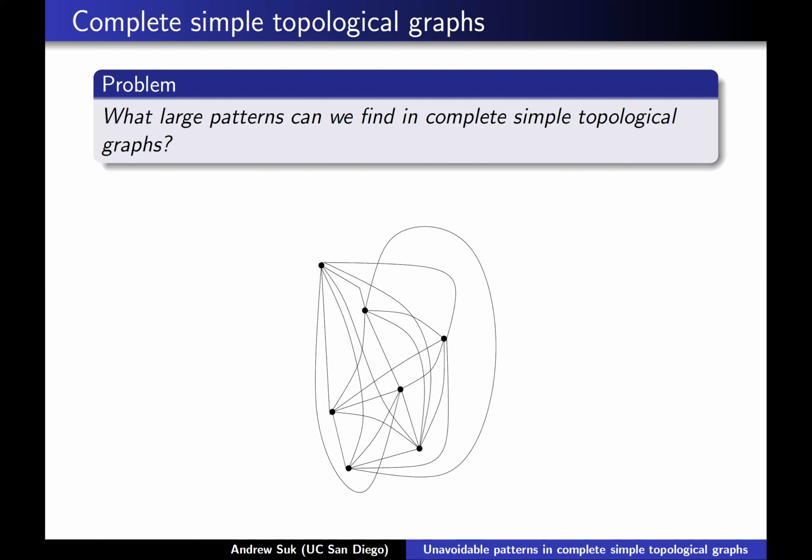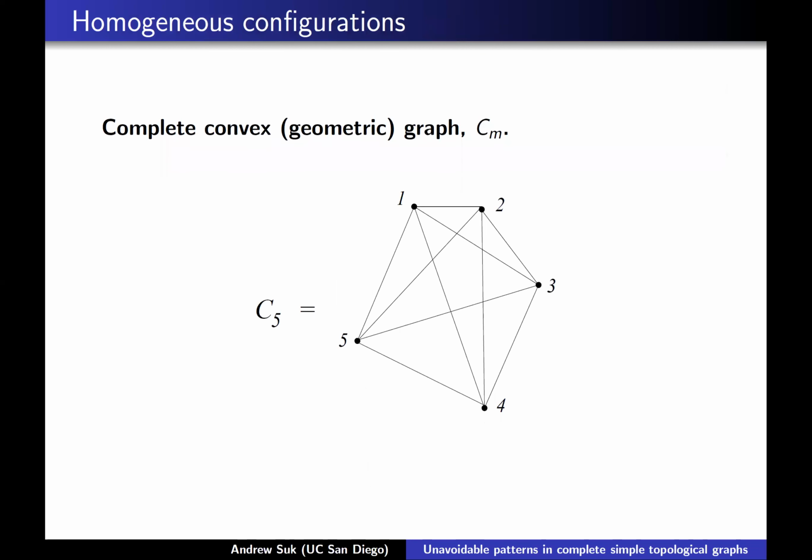At least for me, probably the simplest graph drawing one can think of, or maybe one of the most natural, is the complete convex graph, or the complete convex geometric graph, which I'll simply denote with this C sub m here. This is just the complete graph drawn in the plane where the vertices are in convex position and the edges are drawn with straight line segments. It's pretty pleasing to look at, I guess. You can immediately tell which edges cross and which edges don't.